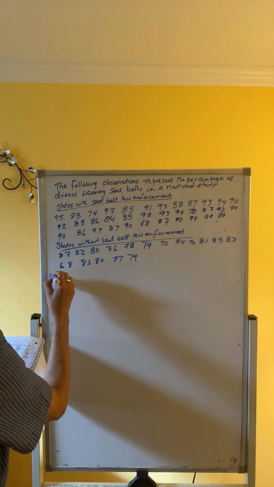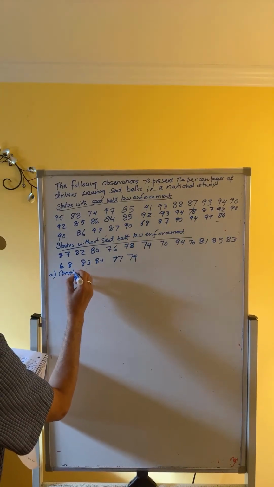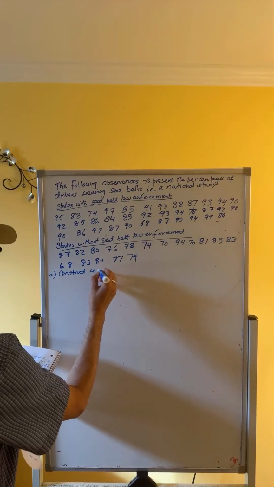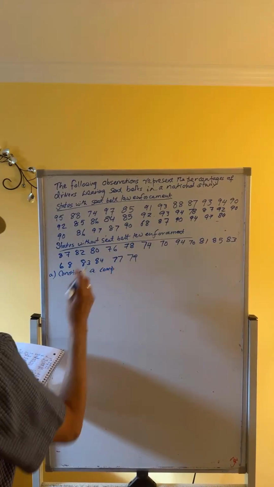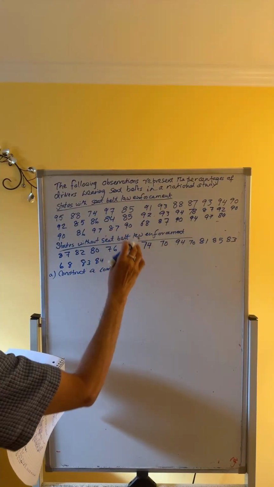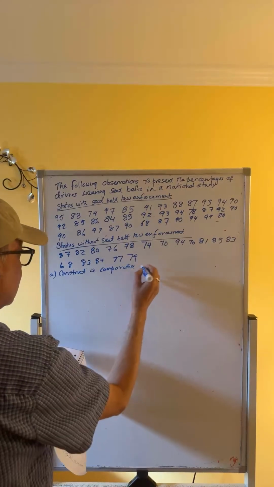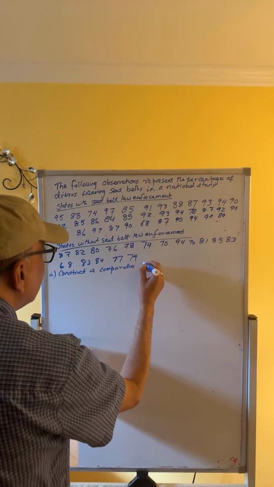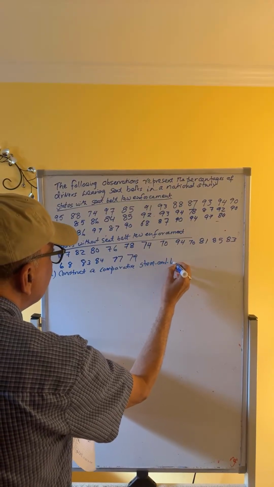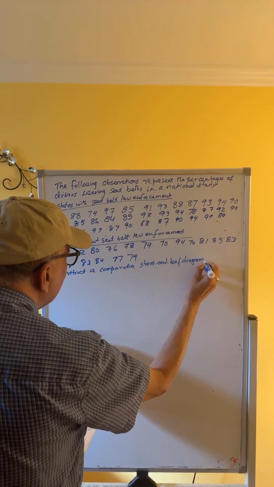Says A, construct a comparative. Comparative means you're going to compare between states with seatbelt law enforcement and states without seatbelt law. Comparative stem and leaf diagram. Okay.